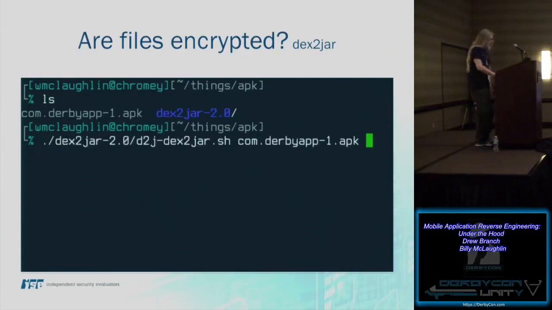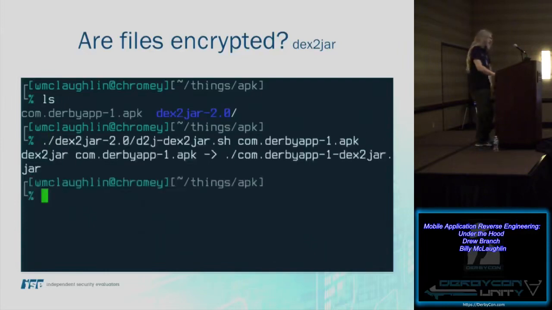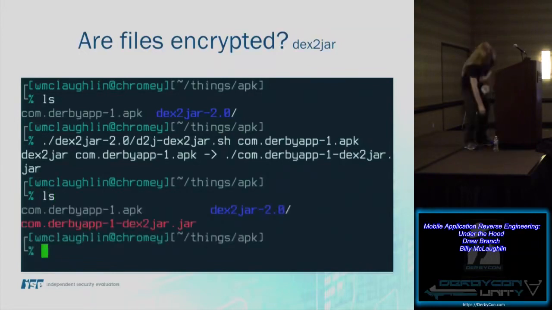I'm going to invoke the d2j-dex2jar.sh script. It's going to output a file with the same name, -dex2jar.jar. We can see it's right there. So dex2jar seemed to succeed. So our next step is to open this in a decompiler.